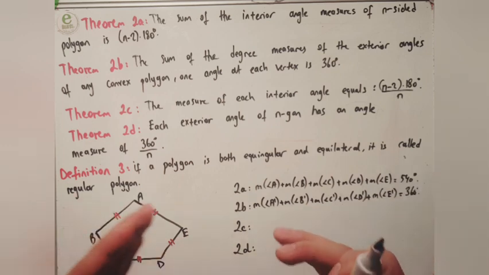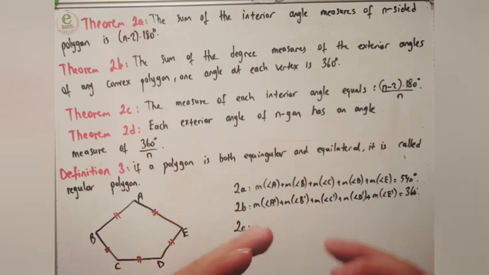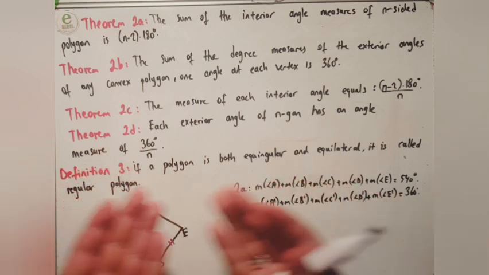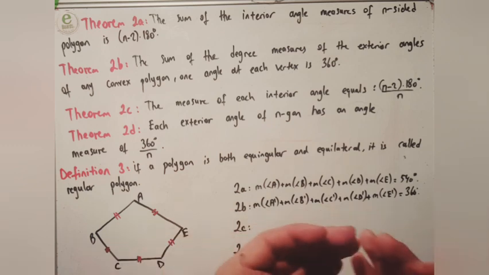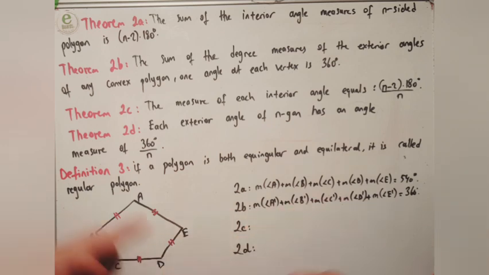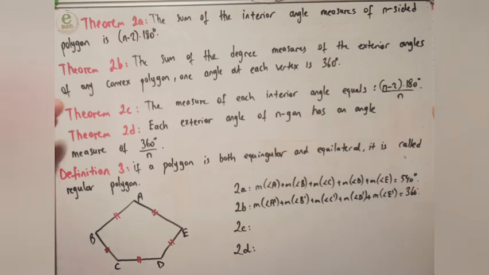By the way, remember the definition of supplementary angles? If the sum of two angles is 180, these angles are supplementary. Okay, for 2c, the measure of each interior angle equals (n minus 2) times 180 degrees over n. We can use theorems 2c and 2d for regular polygons.